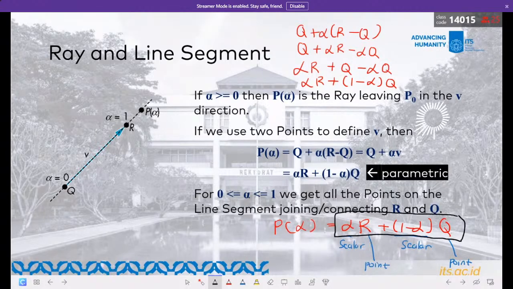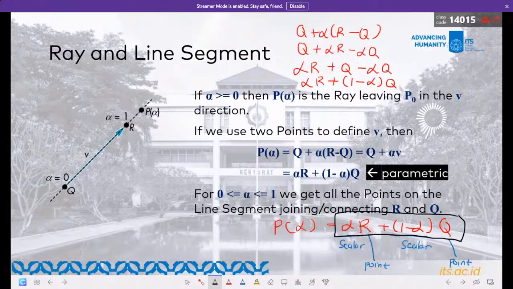Now, if you want to have this function help you draw a line segment, meaning some finite segment, then you just need to specify that the alpha should be between 0 and 1. Then you can get all the points on the line segment connecting R and Q. So that's the simple solution for having a line segment from two points that you got in the coordinate system.